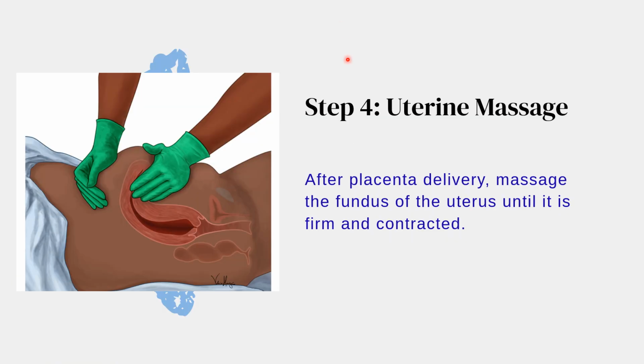Okay, so step number 4 is uterine massage. Very, very important. Soon after the placenta is delivered, you need to make a cup shape with your hand on the fundus of the uterus and massage it. You need to massage it till it is firm and contracted.